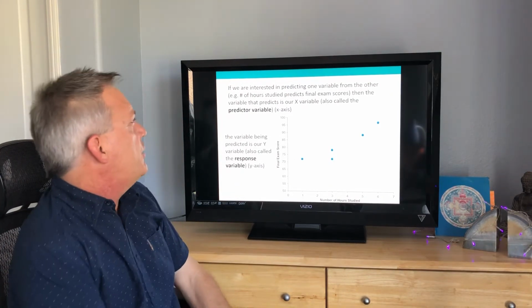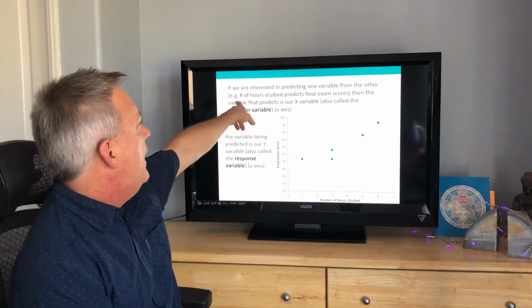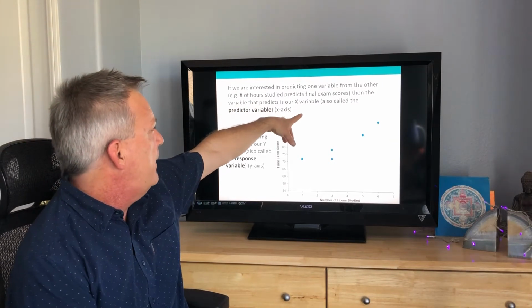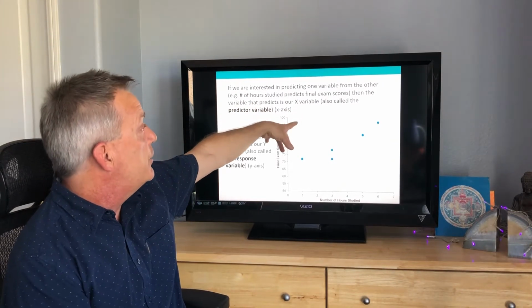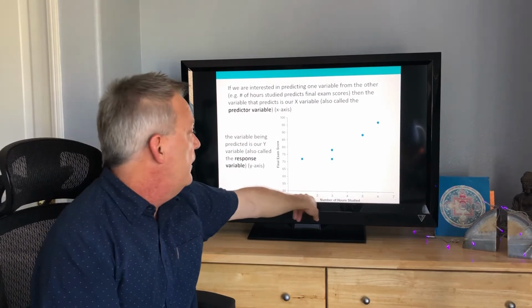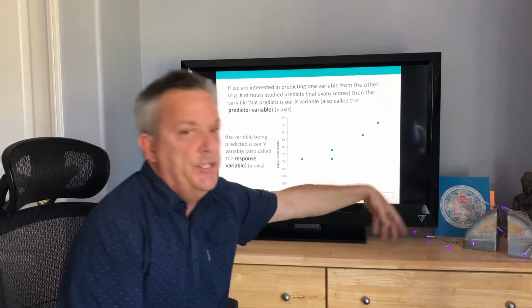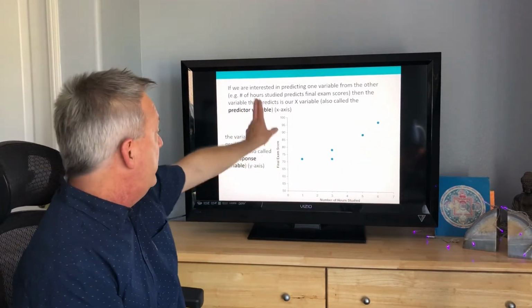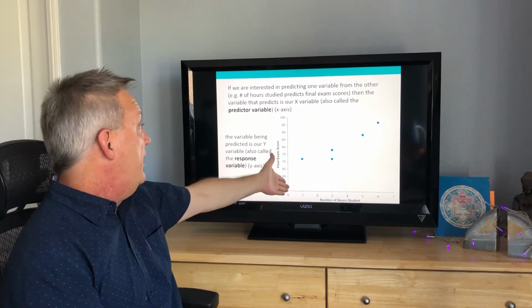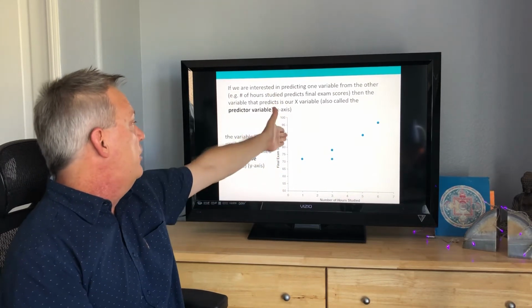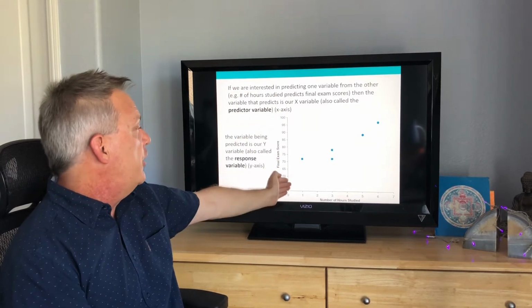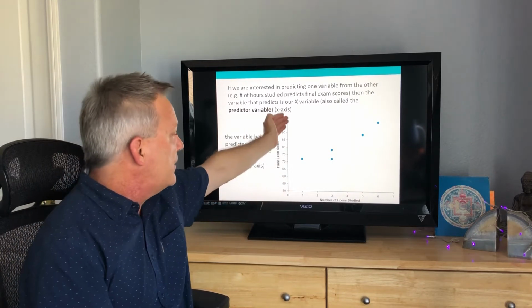If we're interested in predicting one variable from the other, for example, our study predicts final exam scores, then the variable that predicts is our x variable, also called the predictor variable. I know I just reviewed this, but this is just a reiteration of it. And the variable being predicted is our y variable, also called the response variable, and that exists on the y-axis.